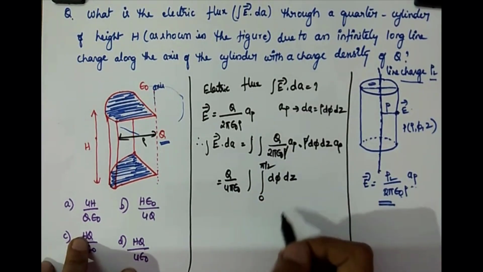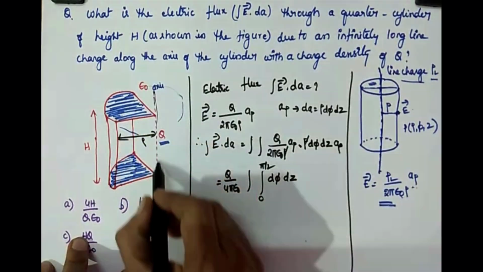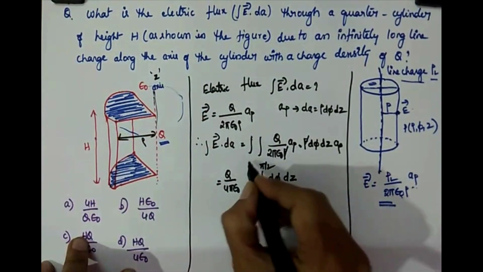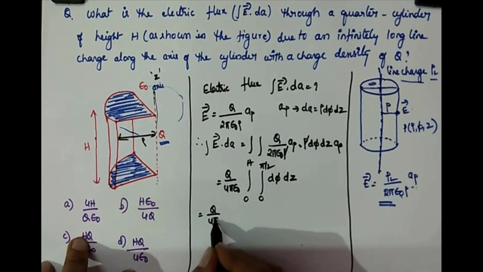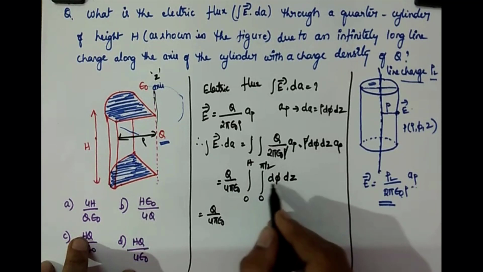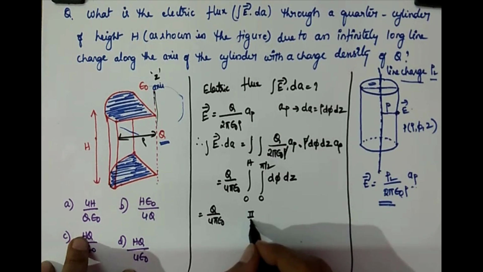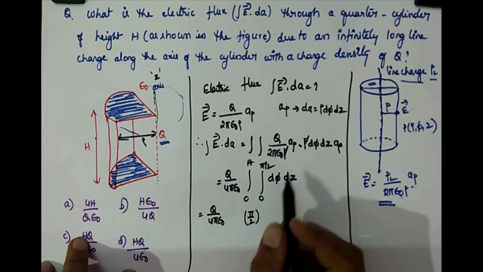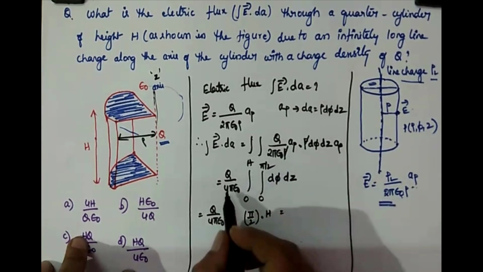And what are the limits of z? This is the z axis. What is the height? h. So 0 to h. So Q by 4 pi epsilon naught. For phi, the integral of d phi between the limits pi by 2 and 0 gives pi by 2. Next, the integral from 0 to h of dz, z between the limits h and 0, gives h. So it is Q by 2 pi epsilon naught.